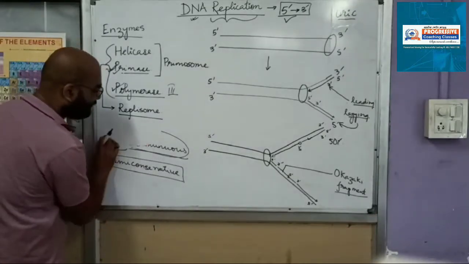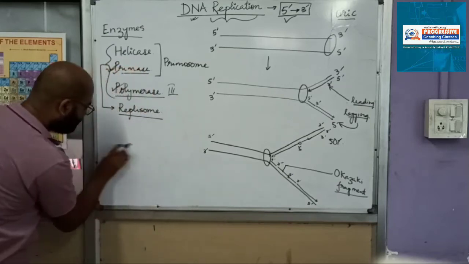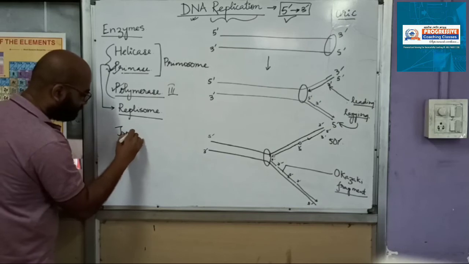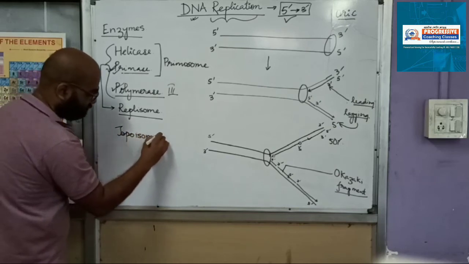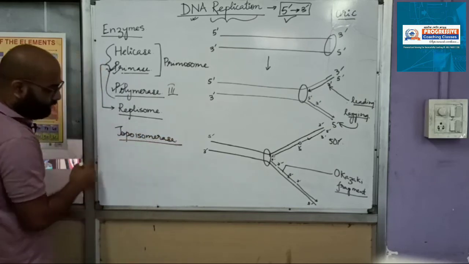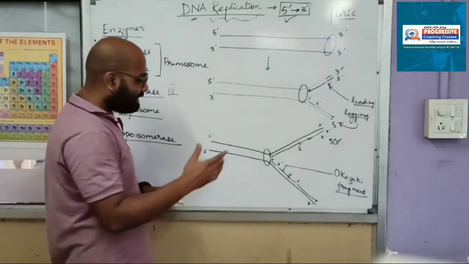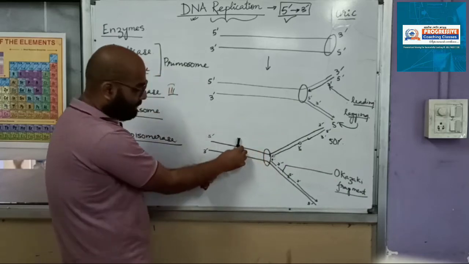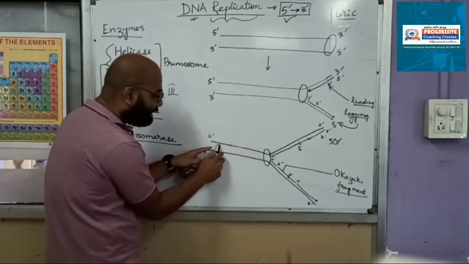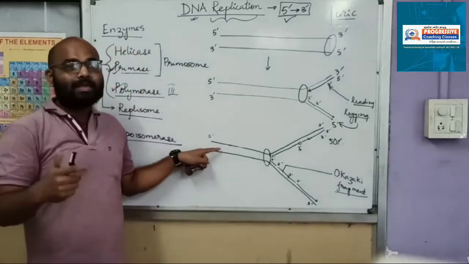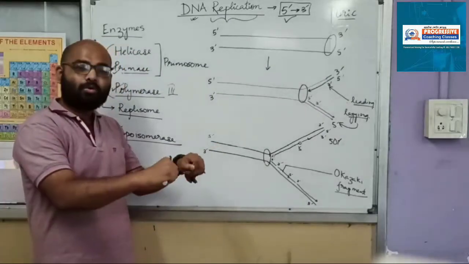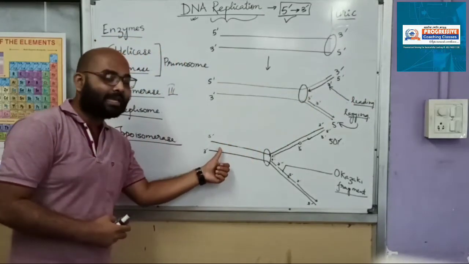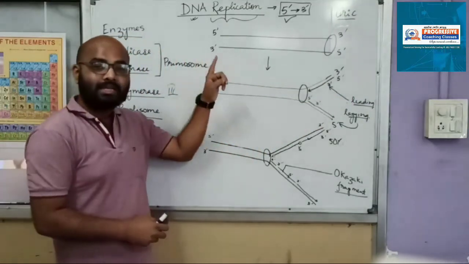Another enzyme that plays a role in this scenario is topoisomerase. See the point. I have already mentioned in our last class that when helicase is opening the DNA strand in this direction, there will be more coiling on this side. Imagine the example of a flexible wire. When you try to open it, there will be more coiling on the other side where it is not yet open. That we call DNA supercoiling.